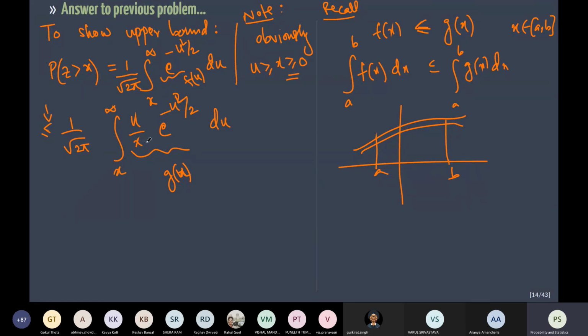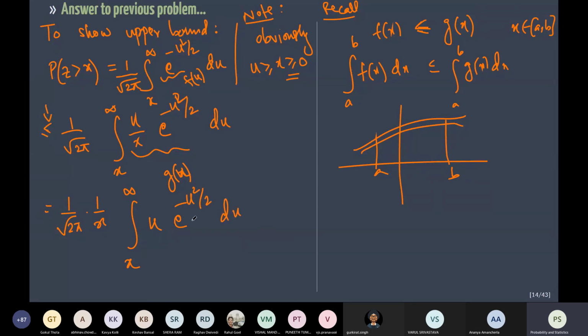Now x is not really a variable here, because the variable of integration is u. So x is a constant, so it can come out. Okay, so this is the equality here: 1 over x. And then we have to integrate this. So this is integrable now, because it's u times e to the minus u square by 2 du.